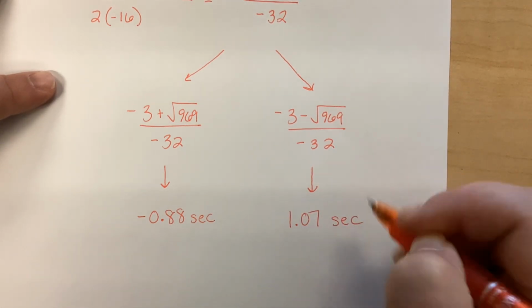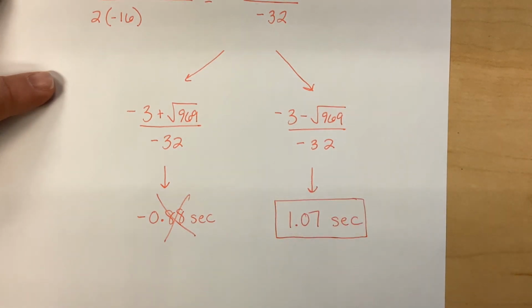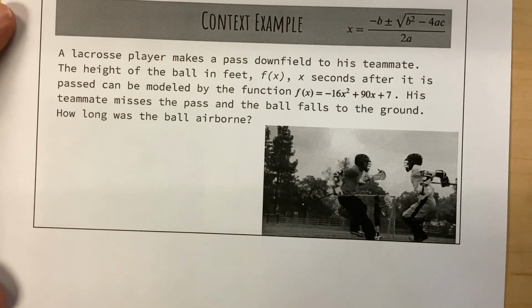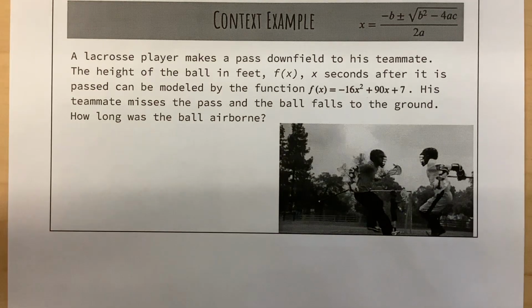Once again, we're talking about time here, so the negative one doesn't make sense. And there's our answer. Let's try one more. All right, a lacrosse player makes a pass downfield to his teammate. The height of the ball in feet, which is f of x seconds after it is passed, can be modeled by the function you see.